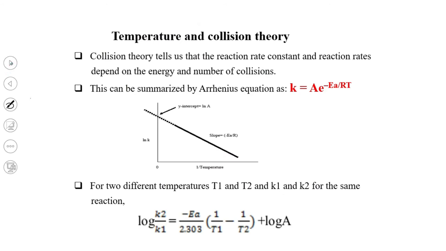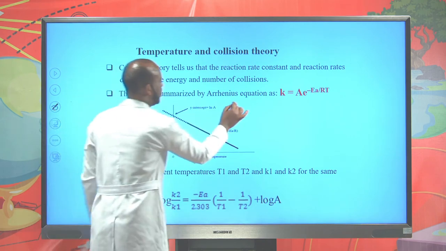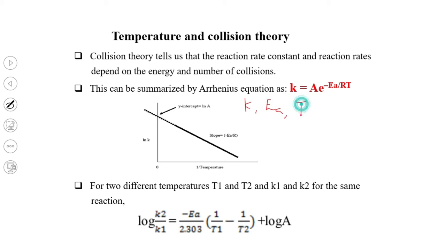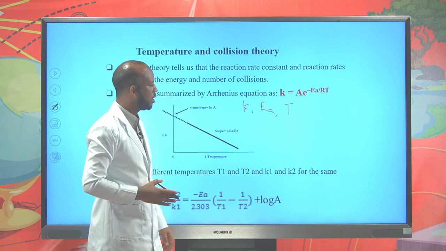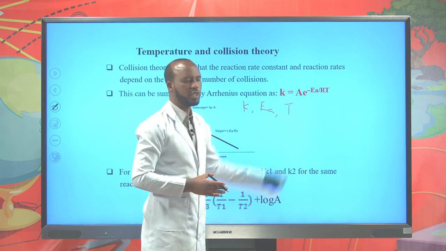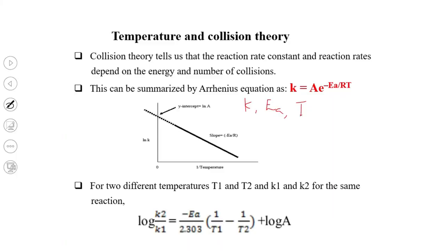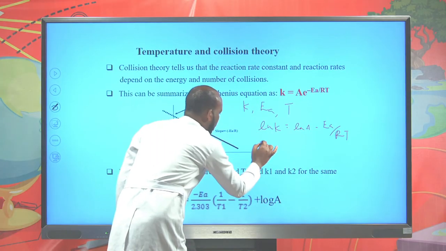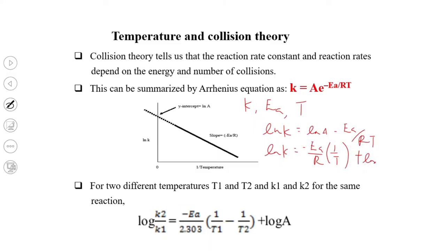Temperature and collision theory. Svante Arrhenius developed a mathematical relationship between rate constant, activation energy, and temperature of the reaction. According to Arrhenius, k, the rate constant, equals A, the frequency factor, times e raised to minus Ea, the activation energy, divided by R, the universal gas constant, times T, the temperature of the reaction. Taking the natural logarithm of both sides, this becomes ln k equals ln A minus Ea divided by RT. We can write this as ln k equals minus Ea divided by R times 1 over T plus ln A.